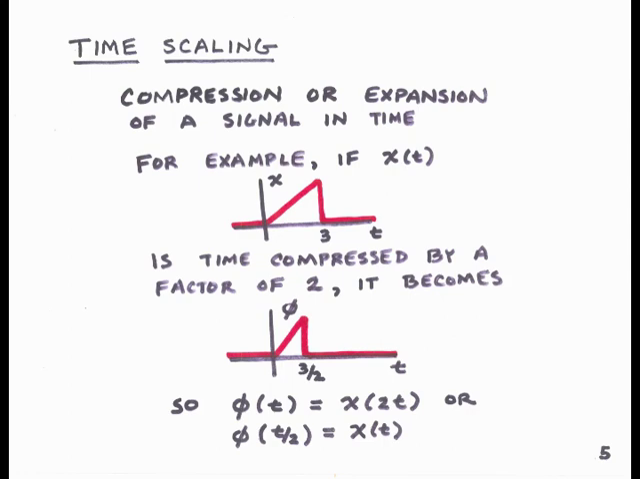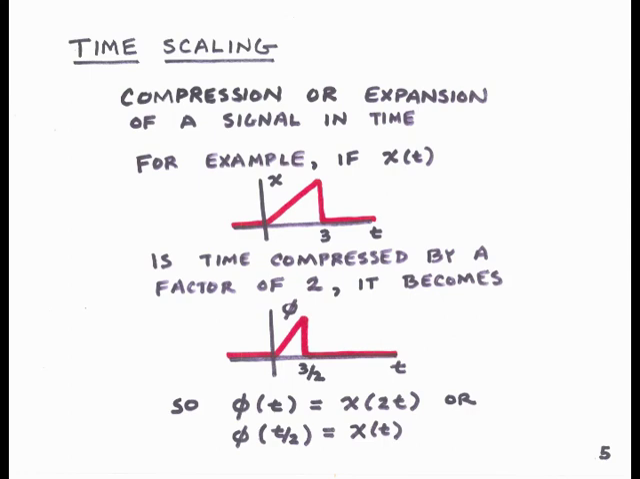The next signal operation we'll examine is time scaling. In time scaling, we compress or expand the signal along the time axis. So for example, if x of t is the sawtooth that you see here in the graph at the top, and it extends between 0 and 3 seconds, if we do a time compression by a factor of 2, it becomes the lower graph, labeled phi. It now extends between 0 and 3/2. It looks just like the one above, except now it's been squeezed toward the origin.